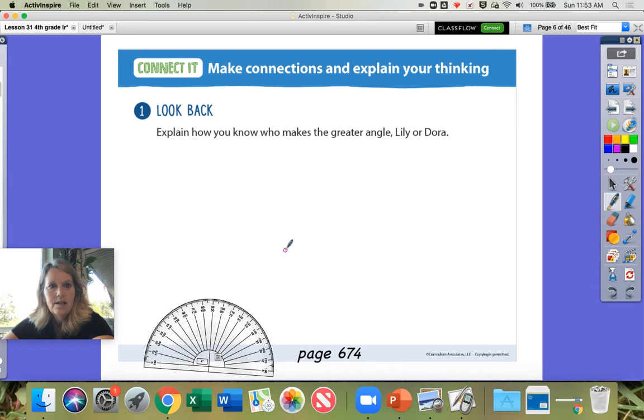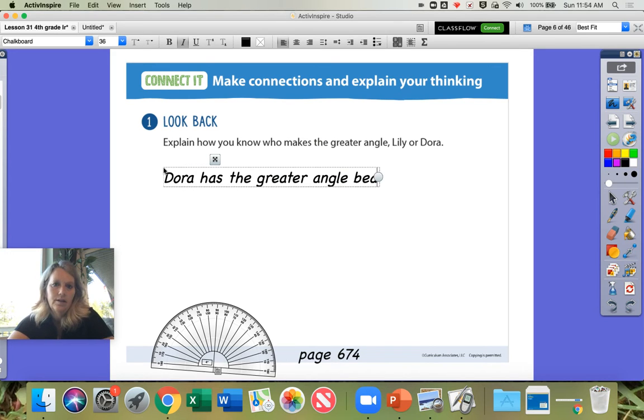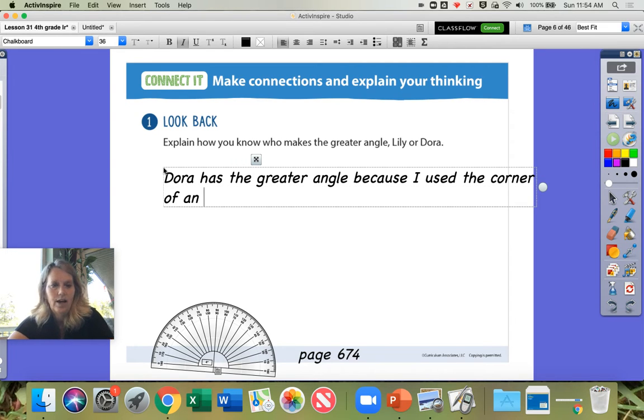All right. Explain how you know who makes the greater angle. Okay, so that's where I would just type in my explanation. How do I know that Dora has the greater angle? Because, oops, spell it right. I used the corner of a rectangle, but it could be an index card, whatever you used, or maybe you used a projector, or maybe you were just able to look at it and tell. It's the corner of a rectangle to measure the difference.